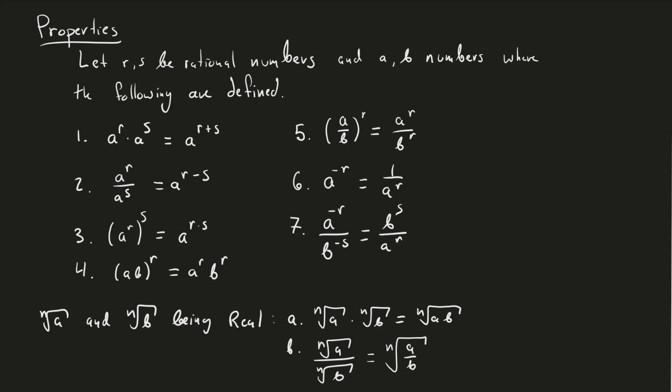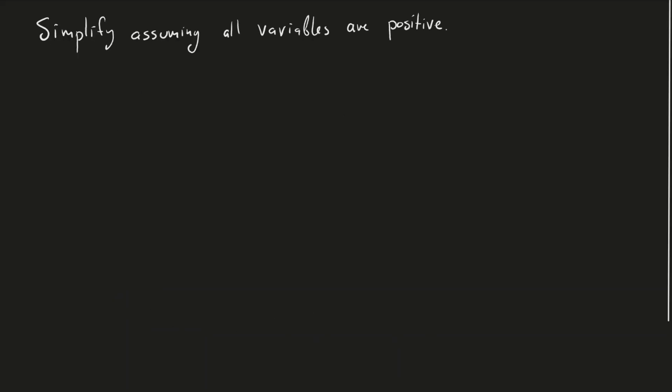So translating 4 and 5 into radical notation, provided the nth root of a and the nth root of b are real, the product of the nth root of a and the nth root of b is the nth root of a times b, and the nth root of a divided by the nth root of b, provided b is not 0, obviously, is equal to the nth root of a divided by b. So let's wrap this up with just a couple more.